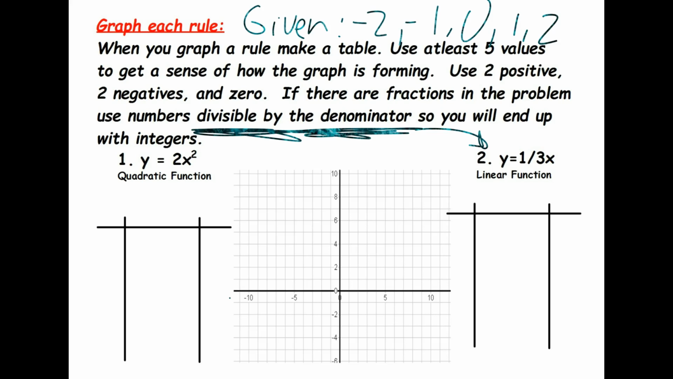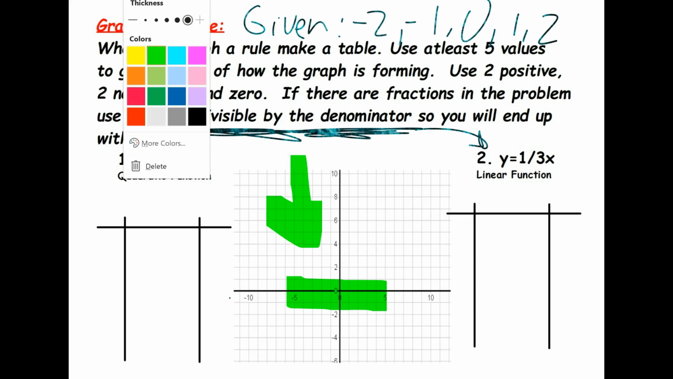So I always use those values as my input to find my output. Now, don't write this. The reason why I do that is because I want to see how the graph is changing over time. That's what I want to do. I want to see what happens when the graph is over here in the negative land.